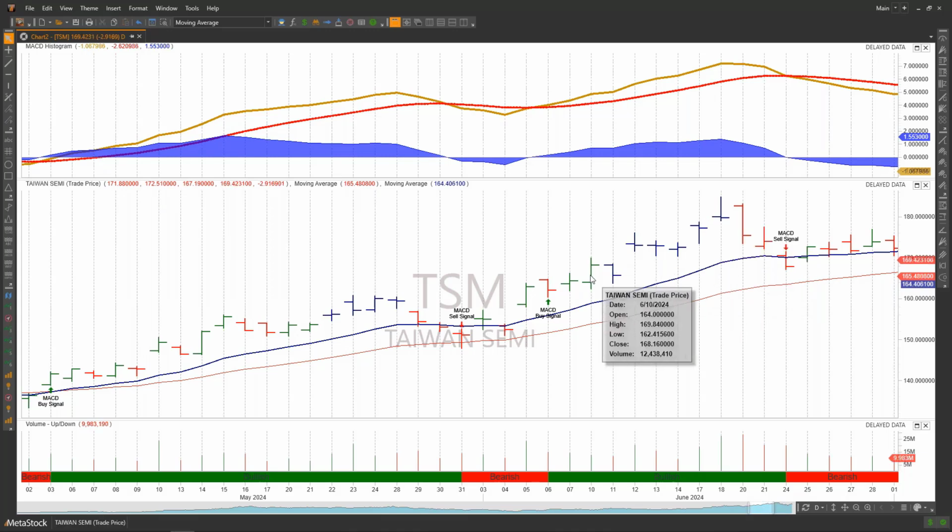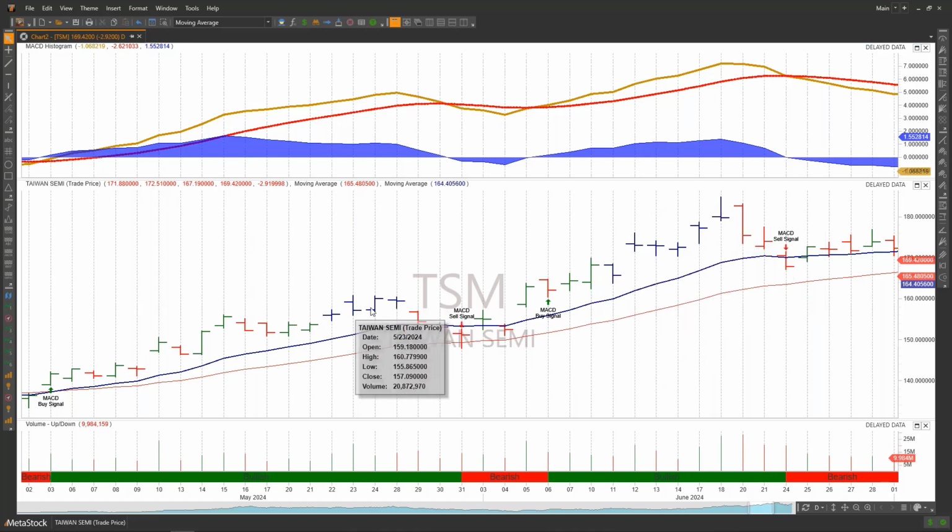Right here you have your standard green bars. These can be candles, it doesn't matter. It just has bars on this template. But you'll notice here we start to get blue bars. And what this signals to you is that the MACD is entering that overbought or oversold territory.